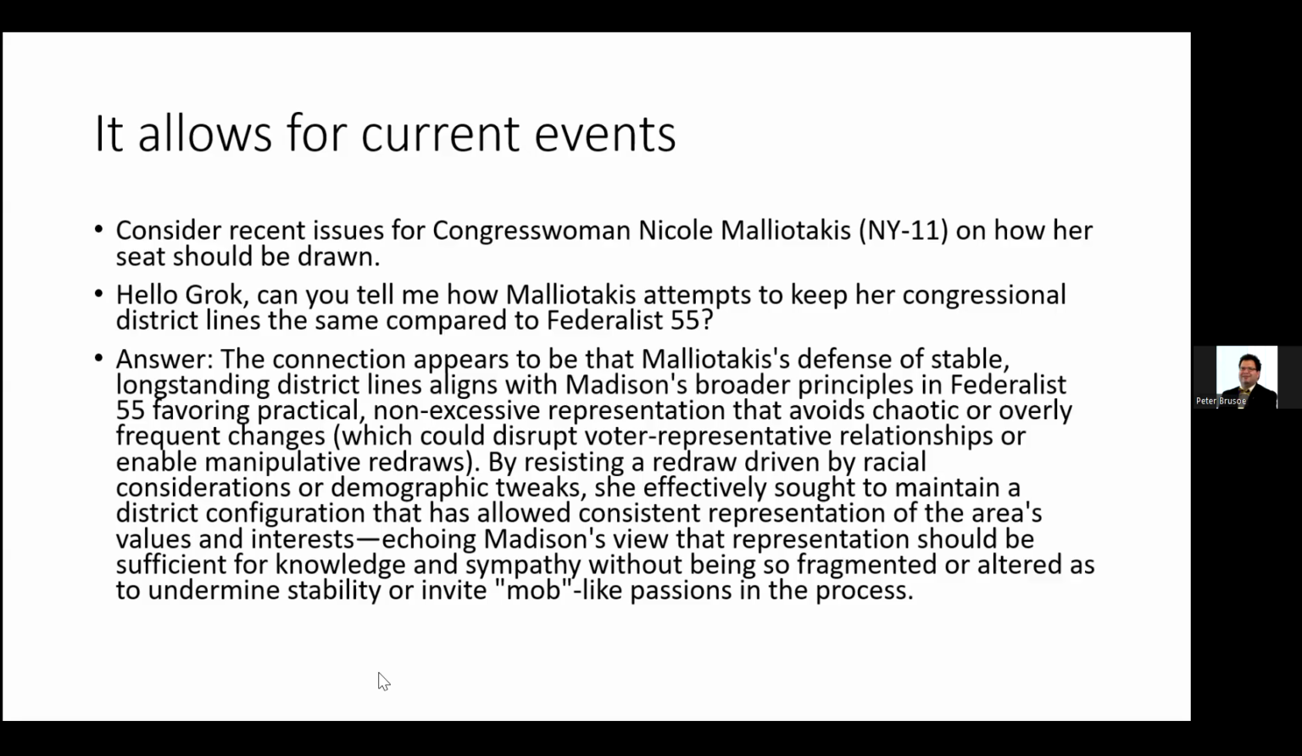And so using this, they're able to take a current event issue and align it nicely with the Federalist Papers. And so again, by resisting a redraw driven by demographic tweaks, she effectively sought to maintain a district configuration. And basically it's saying, yep, Malatakis echoes Madison's view that representation should be sufficient for knowledge and sympathy without being so fragmented as to invite mob-like passions. And so this kind of connection is where the students are able to take this 18th century idea and apply it to the events of March 2nd, 2026.